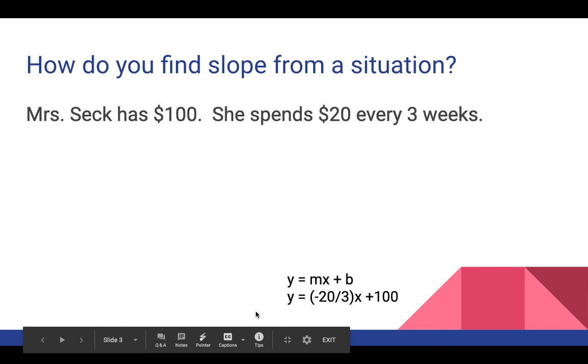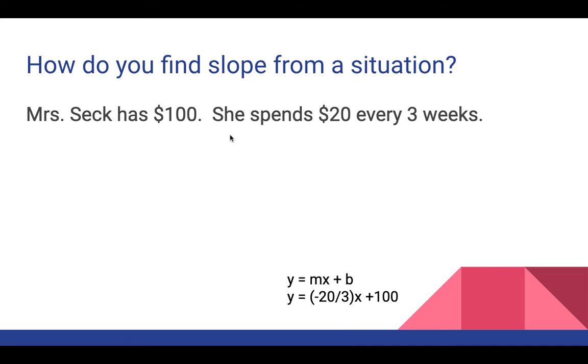How do you find slope from a situation? So Miss Sek has $100. She spends $20 every 3 weeks. She starts at week 0, and then I'm skip counting by 3 for the weeks, and then my money is subtracting by $20 for the money.